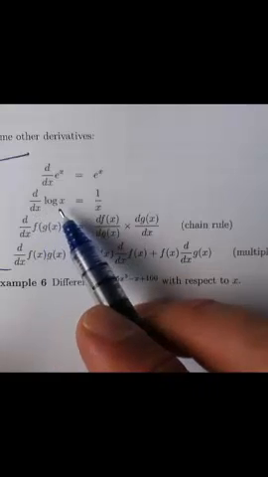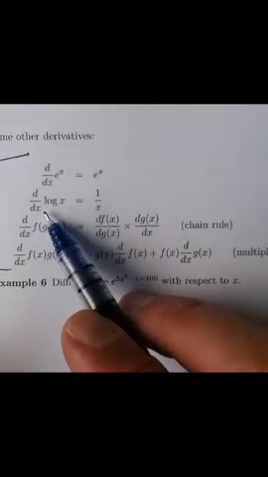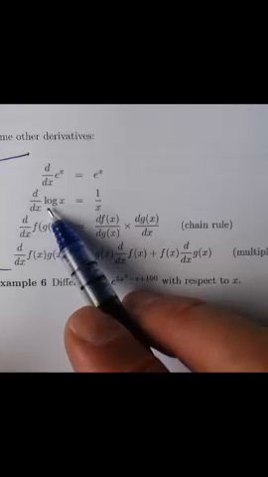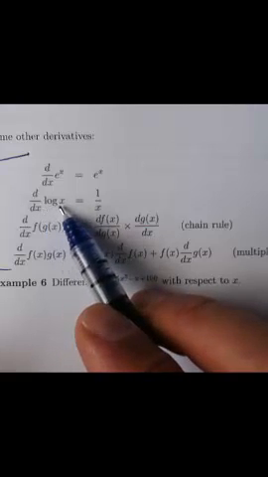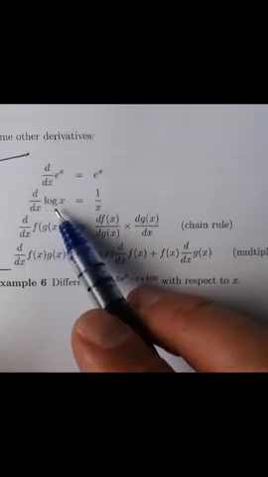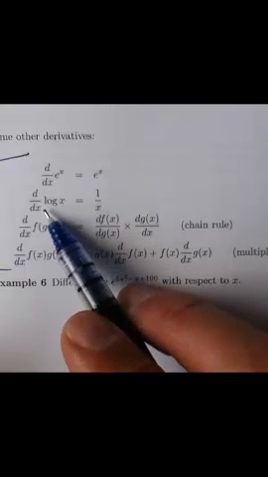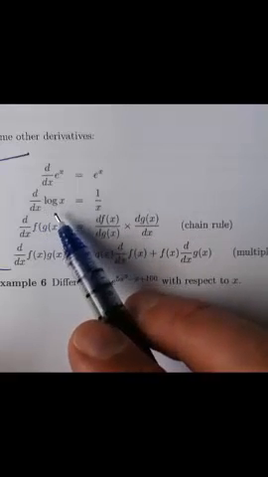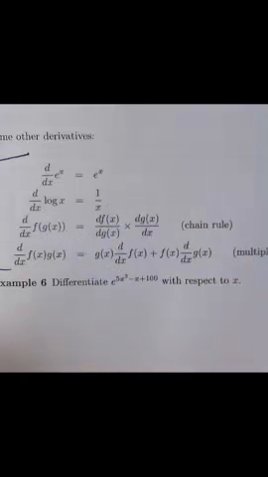The derivative of the natural log of x. In this class, and in a lot of math and stat classes, when we write log, we mean natural log. So just get used to seeing that. Log is actually natural log. So the derivative with respect to x of the natural log of x is 1 over x.